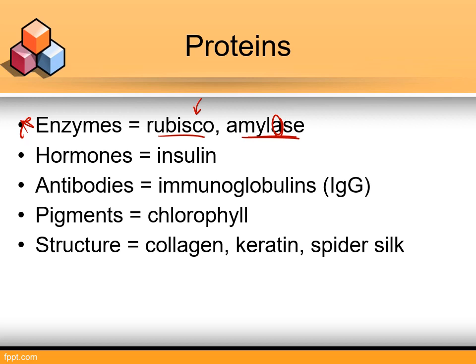Amylase, if it ends in an -ase, it's an enzyme. Amylase breaks down amylose into maltose, which is then broken down by maltase into alpha glucose.